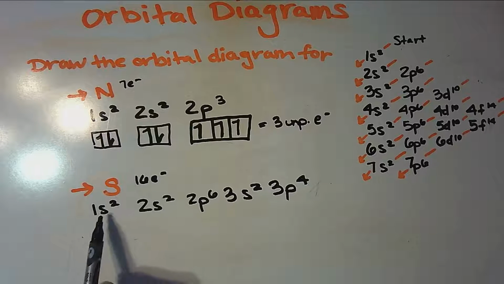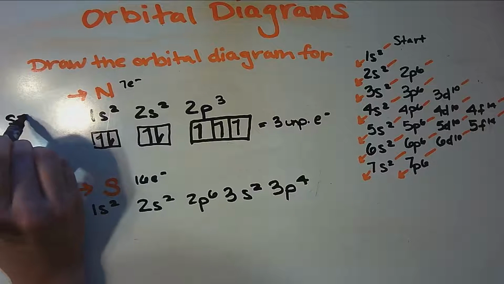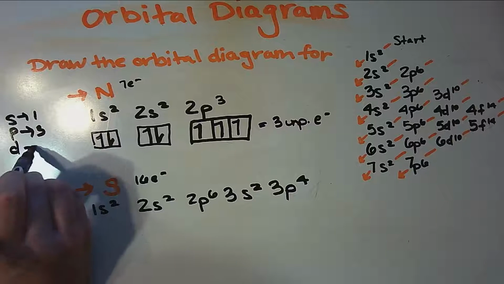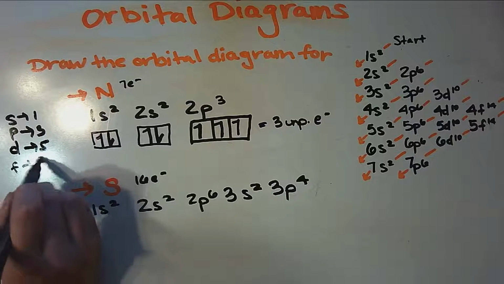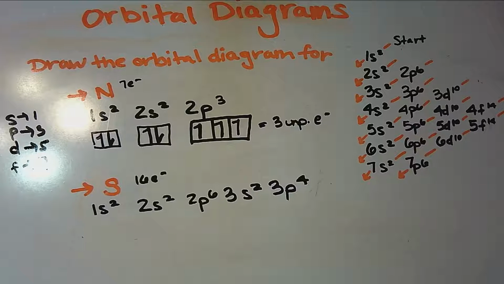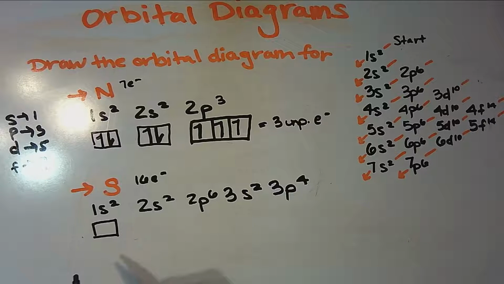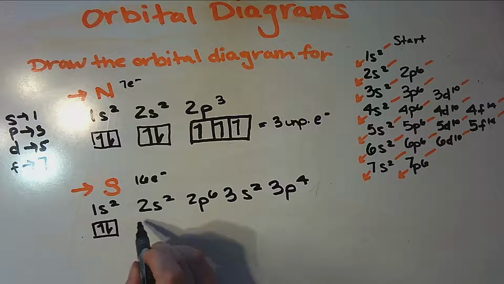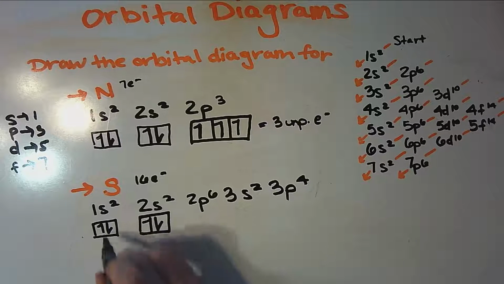So remember, s is designated with one box to show one orbital for s. Maybe I'll write that over the side. s equals 1, p equals 3, d equals 5, and f is made up of 7 orbitals. So we show that with our box numbers. So I'm going to start. 1s2 gets one box. It has 2 electrons in it, so I'm going to fill it up. 2s2, 2 electrons, each have opposite spins.